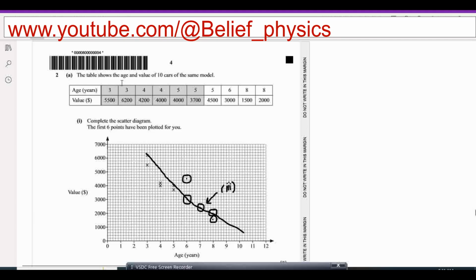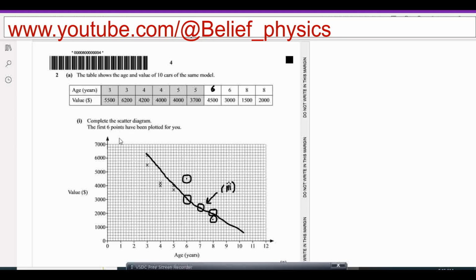A table shows the age and value of 10 cars of the same model. When a car is 3 years old, its value is $5,500. If a car is 3 years old, then its value can be $6,200. And for 4 it is 4200, and for 5, there is something wrong here, it should be 6 here, because 5, 5, 6, 8.